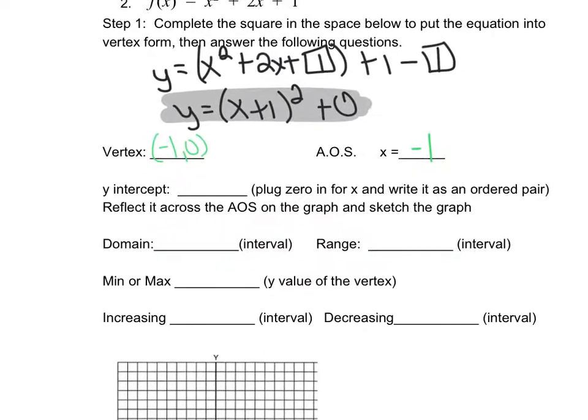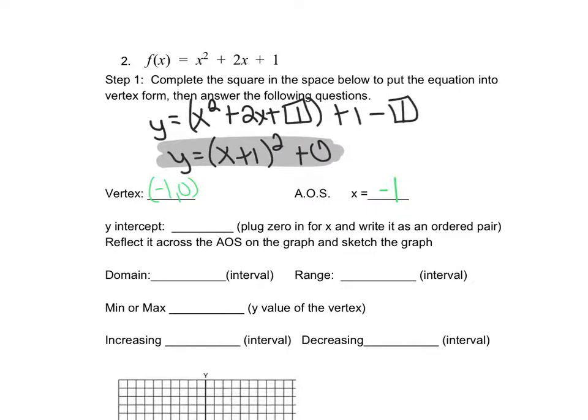And then our y-intercept, we'll go ahead and put these on the graph here in a second. Our y-intercept is when we plug in 0 for x, so we would have y equals (0 plus 1) squared plus 0. So we would be at 0, 1. So our y-intercept is 0, 1.